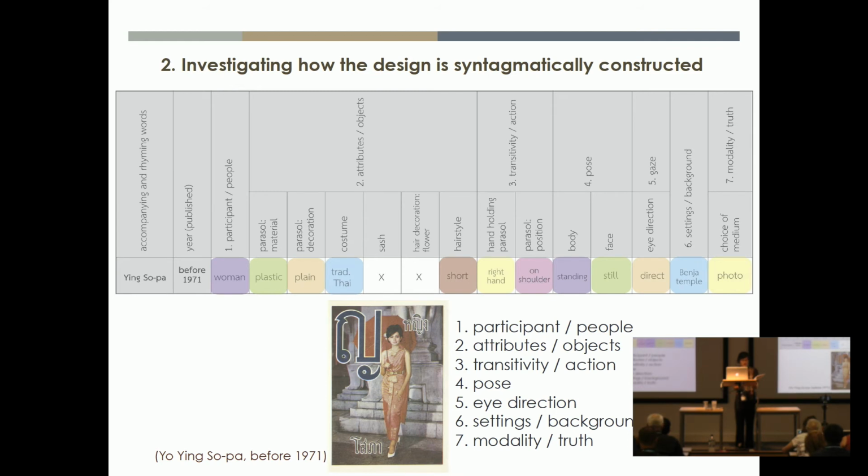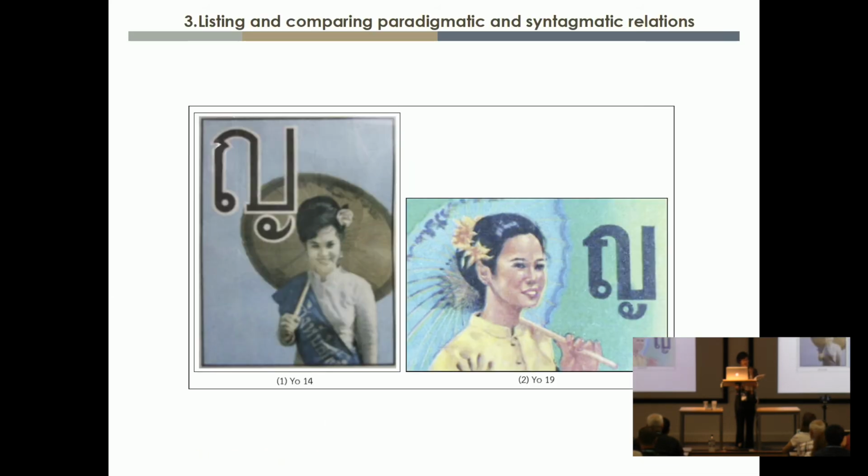Third, I compared two "yor" pages that have similar sets of syntagms. For example, these two "yor" primers with images of women holding a parasol. The main different syntagm is visible on the left image. It is the sash on the woman's body with her sponsor's name.